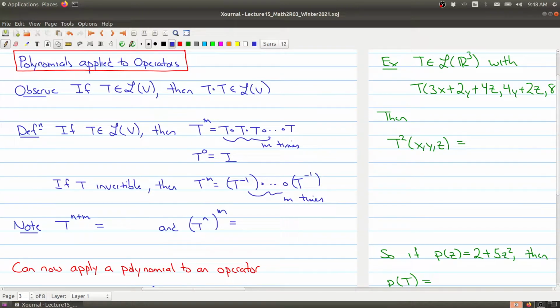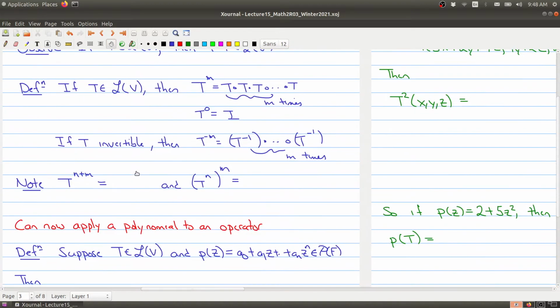And the nice thing about this notation is it obeys our regular exponent notation. What I mean by that is when we write T to the power of n plus m, that's the same thing as writing T^n times T^m. Remember, this means composition of operators. And same thing over on this side. If we take an operator, raise it to the power of n, and then raise that operator to the power of m, that's the same thing as taking the operator T and raising it to the power of n times m.